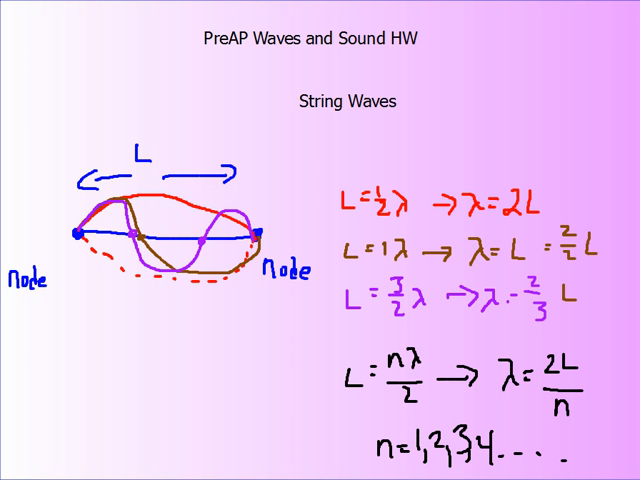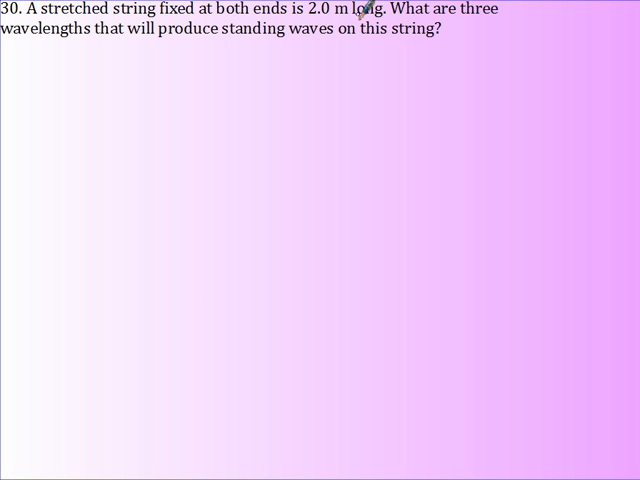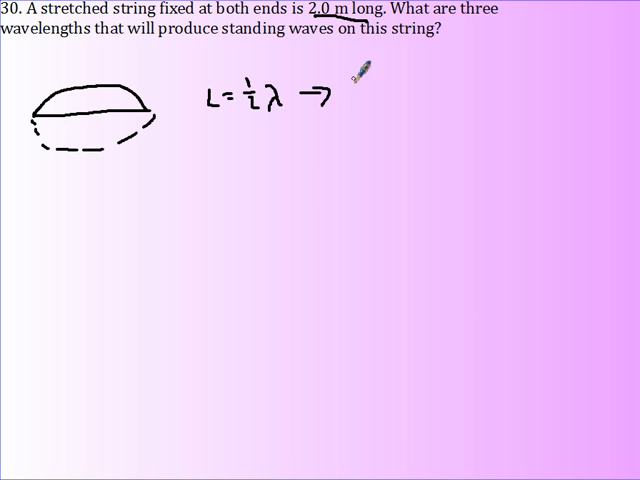So let's try a couple problems. A string fixed at both ends is 2 meters long. What three wavelengths will produce standing waves on the string? All right. Well, the first one just looks like this. Here's my string, and then here's my wave. So L is 1/2 of a wavelength, and that tells me lambda is 2L, or 2 times 2, or 4 meters.